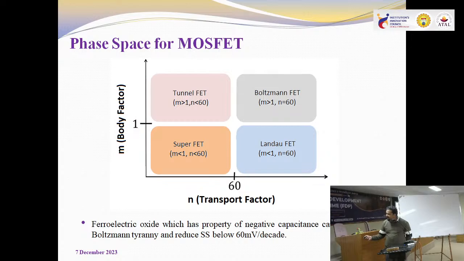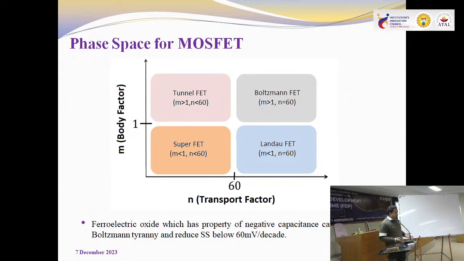The tunnel FET I have kept here deliberately because for the tunnel FET, m is greater than 1 and n is less than 60. So in the tunnel FET we are changing the transport. Like in a MOSFET, what is happening? There is drift diffusion. The electrons are going over the barrier, crossing the barrier, and that is how current is flowing. But what happens in the tunnel FET? In the tunnel FET, there is tunneling of electrons from the valence band to the conduction band. So the entire transport is changed.